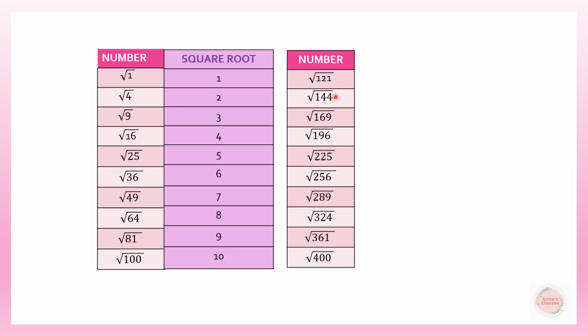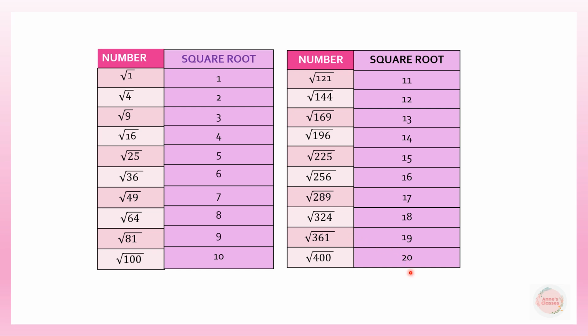Here also we have numbers and here we have their square roots. So what is the square root? The number that when multiplied by itself will give you the other number. So the square root symbol is this and the square roots of these numbers are the numbers in the next column. Now some points that you can keep in mind.